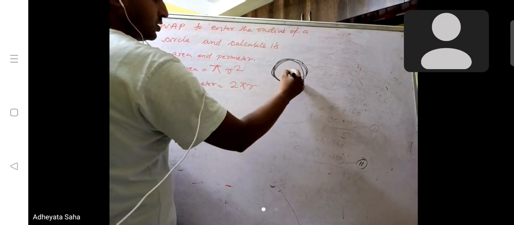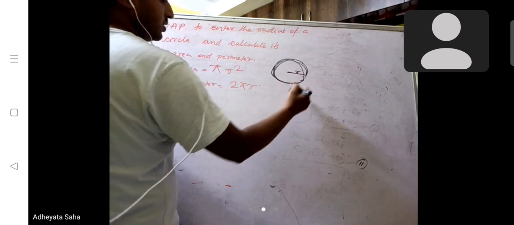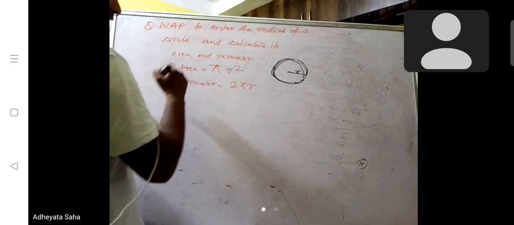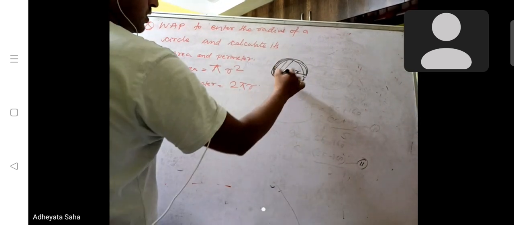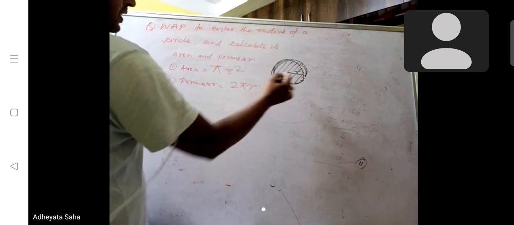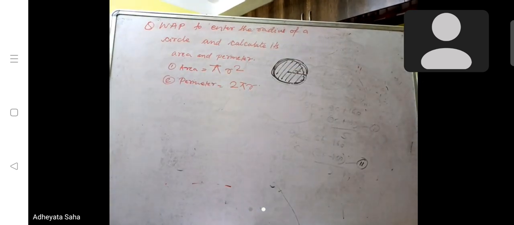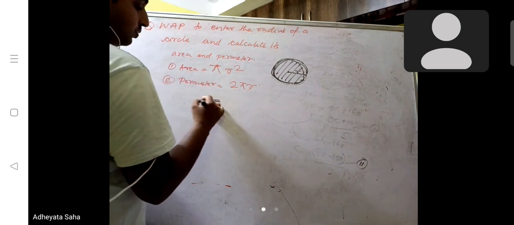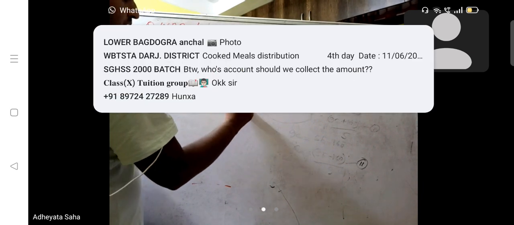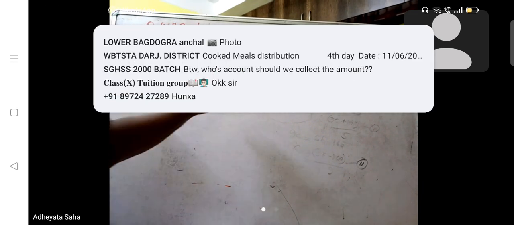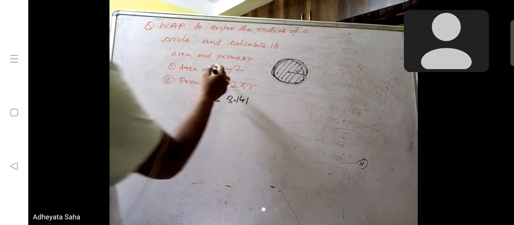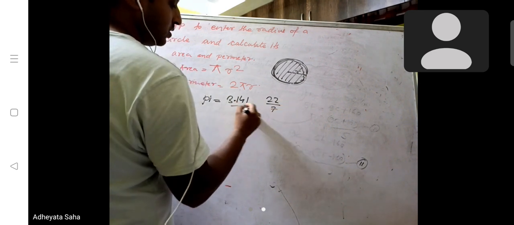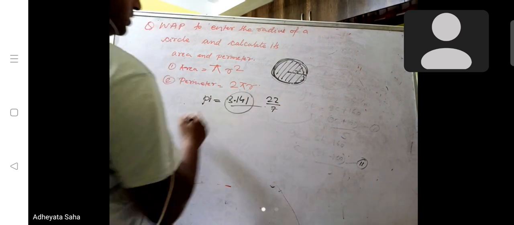Suppose this is the center and the radius is this. If we give the radius value, we can calculate its area, this area, and the perimeter, this boundary. So try this. The value of pi, you can directly write down pi is equal to 3.141, like that, default value. Because we know the value of pi means 22 by 7 in mathematics. If you divide this, it will give some approximate value. So you can consider this as float.